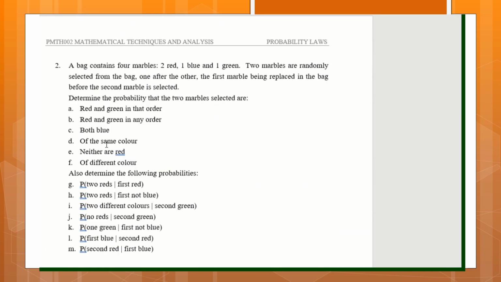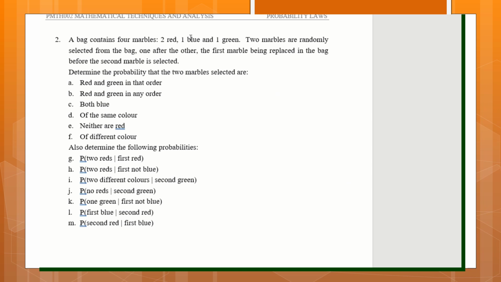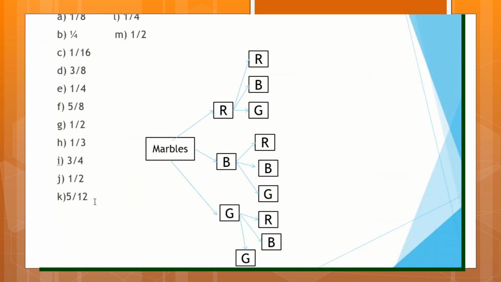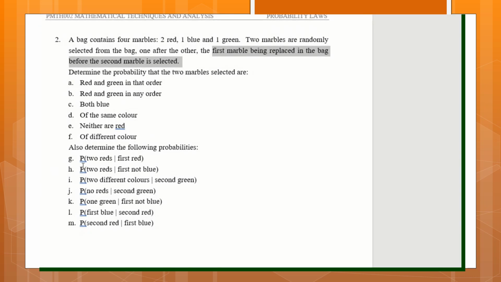Okay, same goes to number 2. A bag contains 2 red, 1 blue and 1 green marble. The first marble is being replaced before the second, so it is independent. All right. So this would be the diagram for you. Okay, I have not put the probabilities here because I want you to try it on your own. The probabilities will be the same because it's replaced, isn't it? Okay, so try it on your own first.